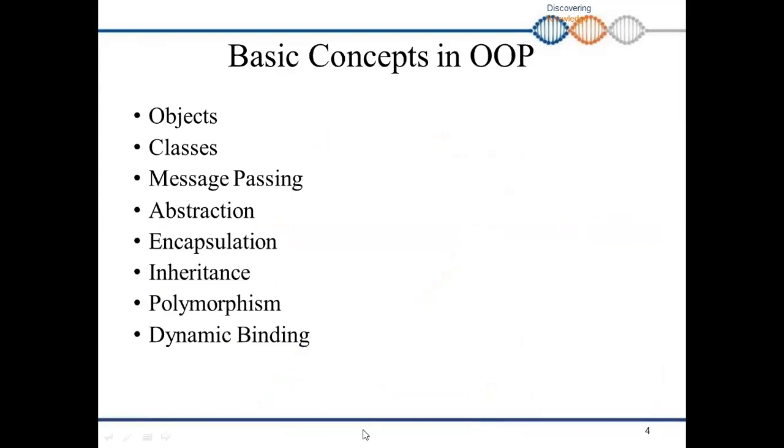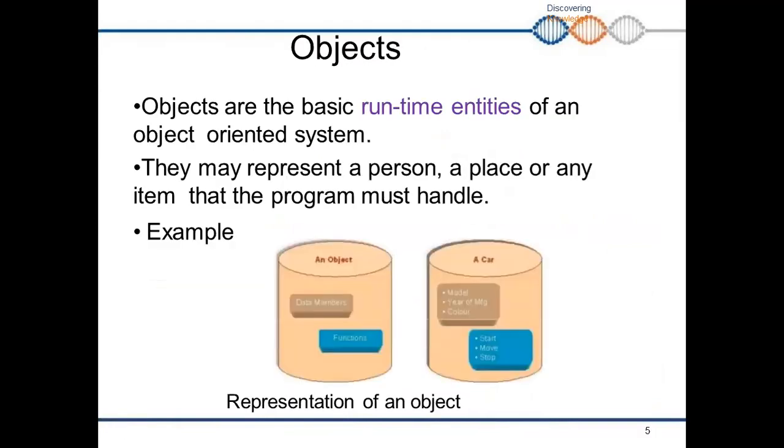Now, basic concepts in OOPS. We will study objects, classes, message passing, abstraction, encapsulation, inheritance, polymorphism, and dynamic binding one by one. So firstly, our topic is objects. Objects are the basic runtime entity of an object-oriented system. Runtime entity means it will work at runtime.